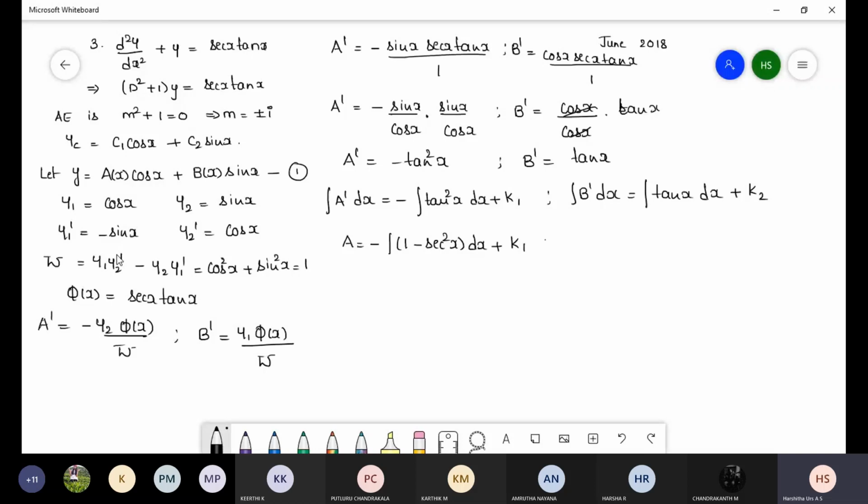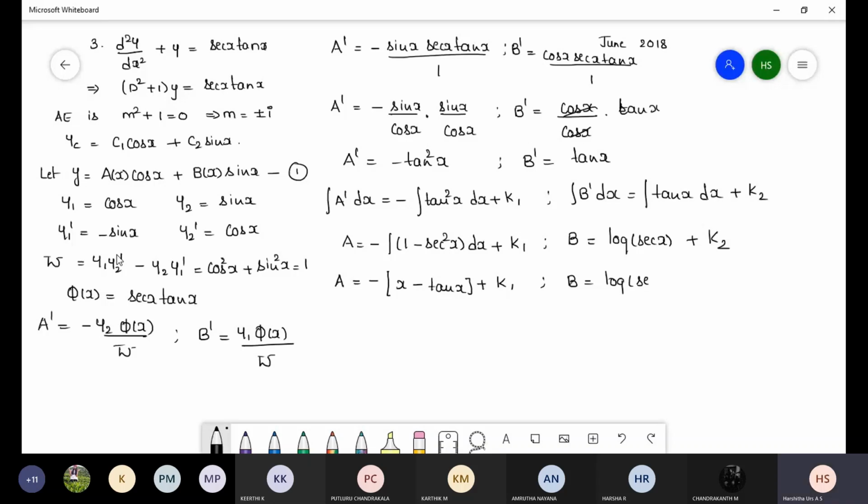Here integration of b dash is b. What is the integration of tan x? Log of secant x. Yes, log of secant x plus k2. Now here minus I will write as it is. Integration of 1 with respect to x is x, minus the integration of secant square x. Yes, integration of secant square x is tan x plus k1. B I will write as it is.